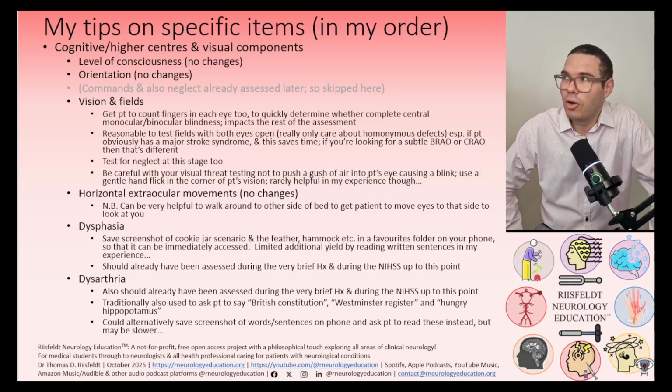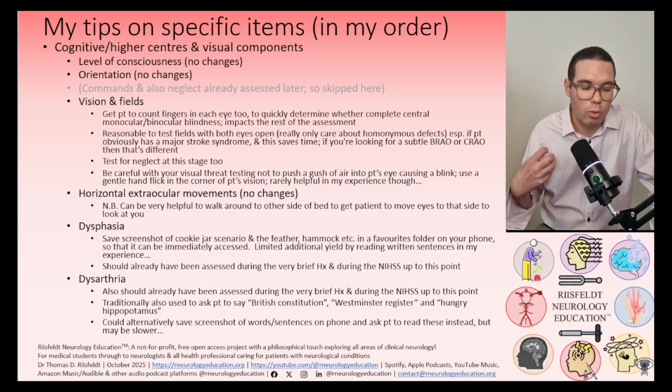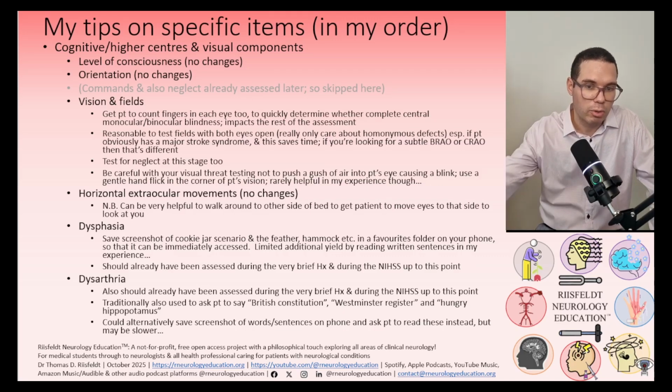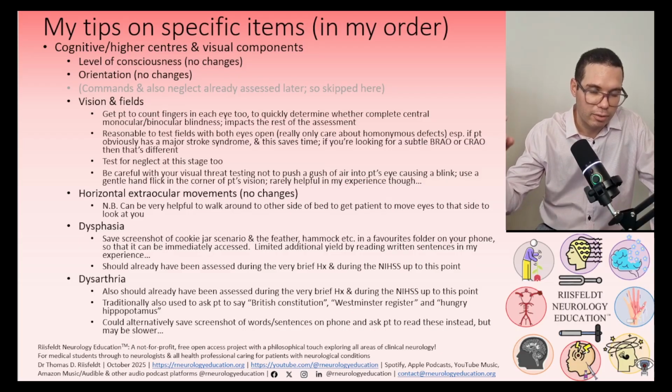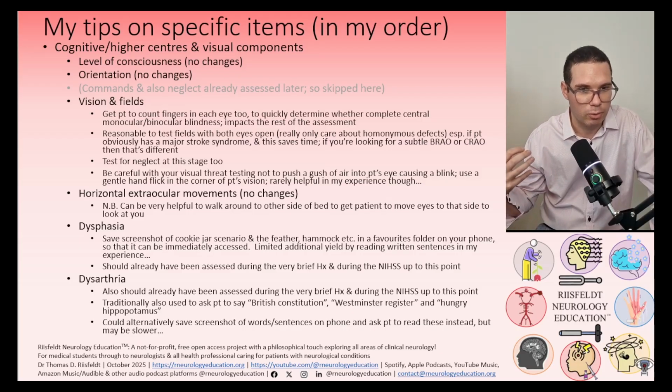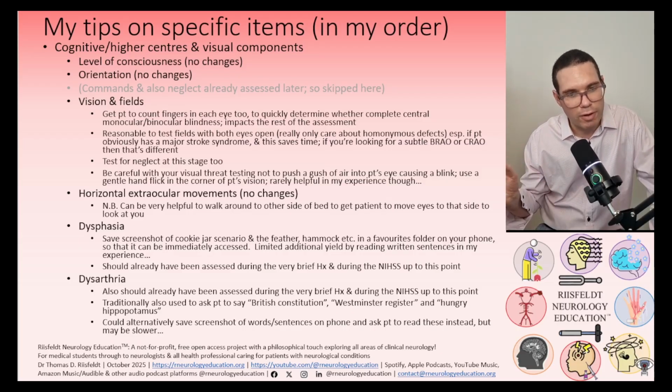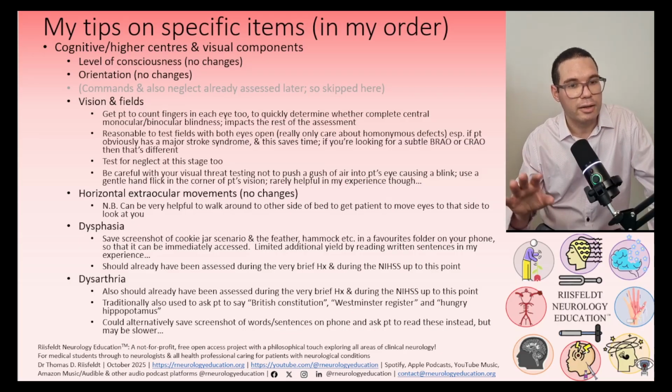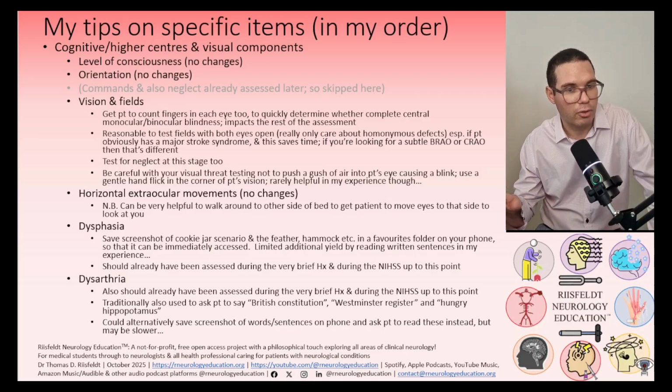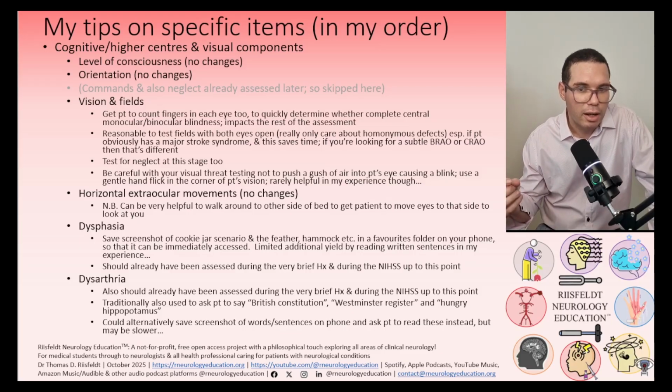So don't waste too much time on the visual field testing. If someone obviously has a quadrantanopia or a hemianopia, quickly do a flick in the quadrants, try and determine whether they respond to visual threat or not, but only spend 5 or 10 seconds on that. Don't waste a lot of time on that. Next is the extraocular horizontal movements. No changes that I have to state here.